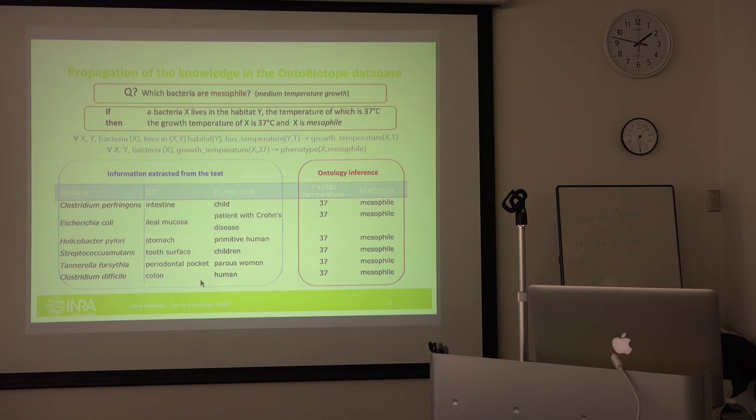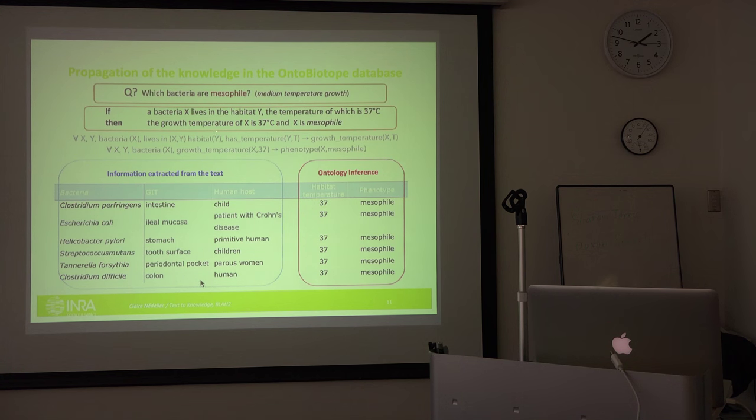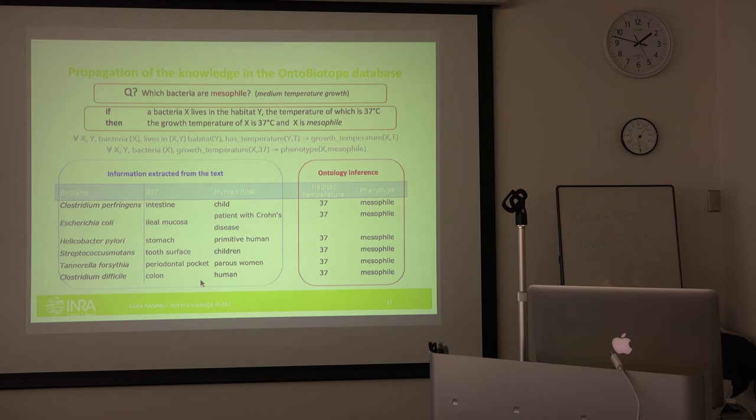This deduction is not certain in the sense that a bacteria may happen to live in one place at 37 degrees, but it may not be its favorite temperature. But it's interesting to look at that. Let's suppose that a bacteria X lives in a habitat Y, the temperature of which is 37 degrees, then its growth temperature is 37 degrees and X is mesophile.